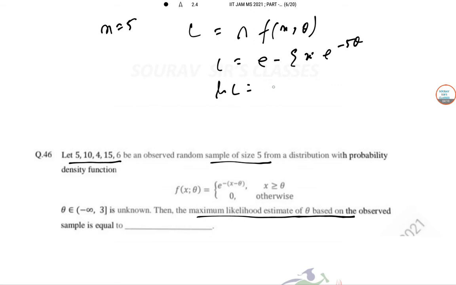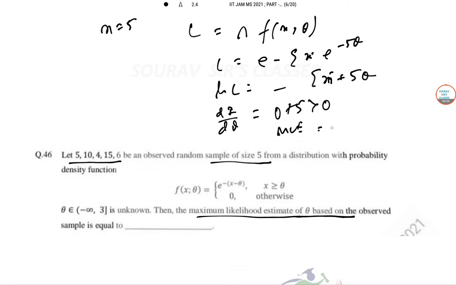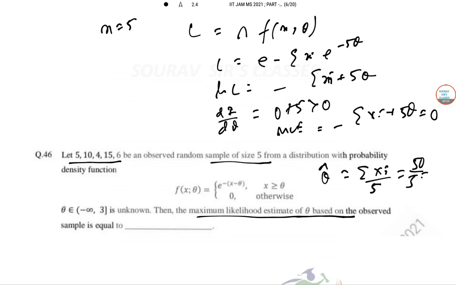So log L equals, this is gone, so minus summation of xi plus 5 theta. So d log L by d theta is 0 plus 5, which is greater than 0. So the MLE is minus summation of xi plus 5 theta equal to 0. So theta hat equals summation of xi by 5, so 50 by 5, so this is 10. This 50 I got by adding.